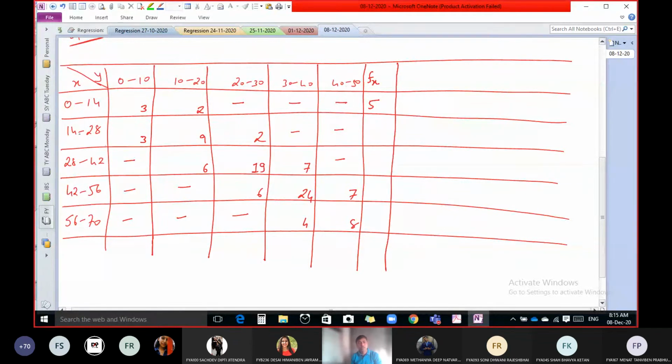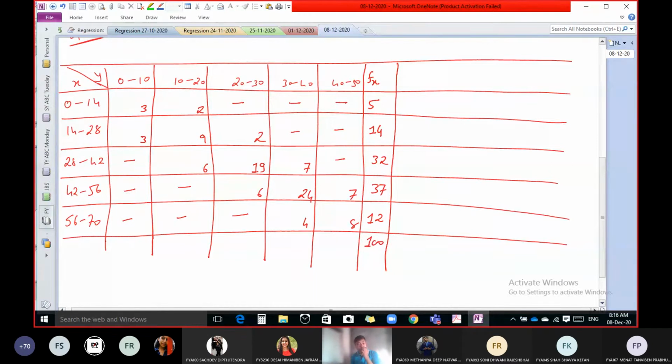Then between 14 to 28, how many students are there? 14. So what we require to do is add these numbers. Here we have 32, here we have 37 and 12. Now can you tell me, this is the data for how many students? How can you find out? 100. How can you find out that 100? Just addition of these values. So this is the data of 100 students.